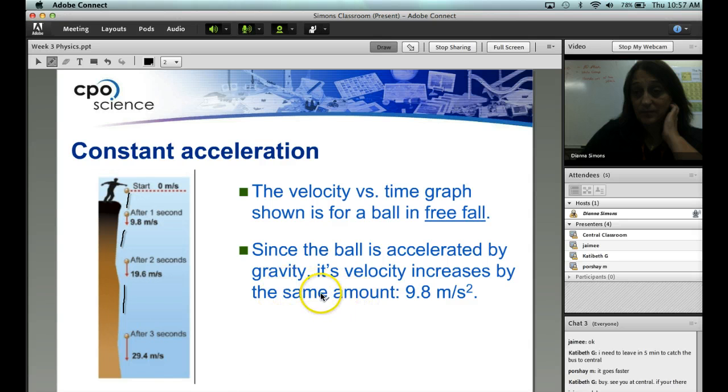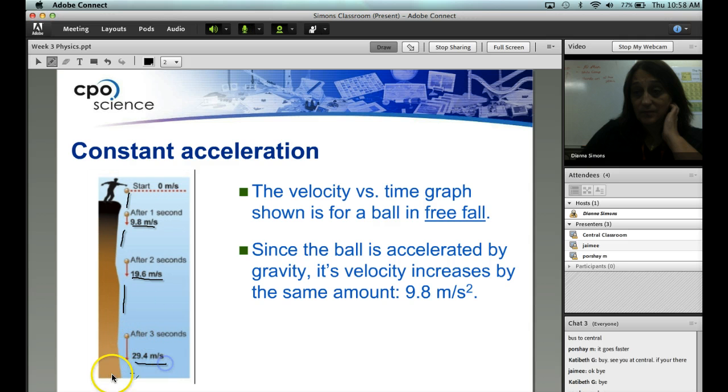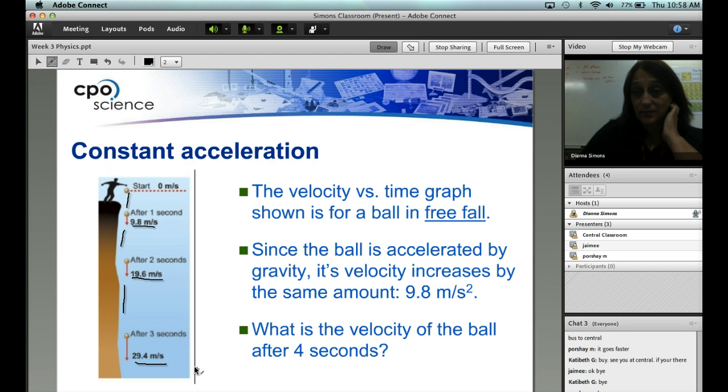So since the ball is accelerated by gravity, its velocity increases by the same amount each second. So after the first second, its velocity is 9.8. After the second, its velocity is 19.6. After the third second, its velocity is 29.4. So what about after the fourth second? What is going to be its velocity? You see what we're doing here? Each time, just in case, we're adding 9.8.